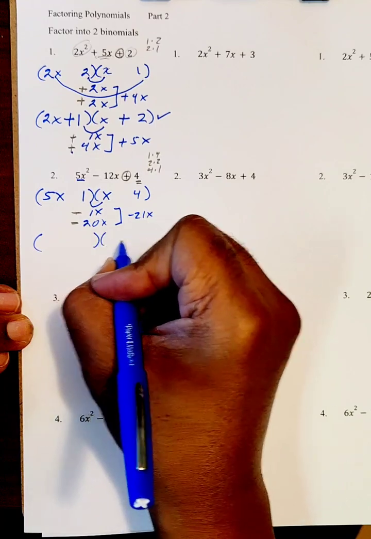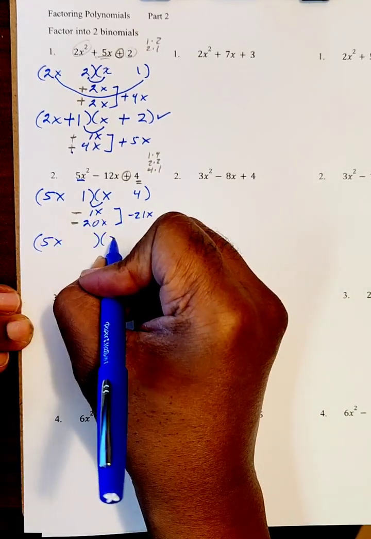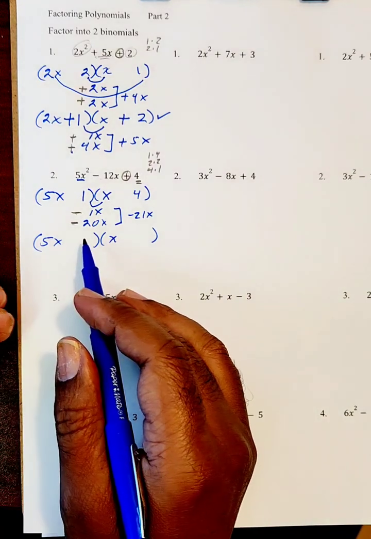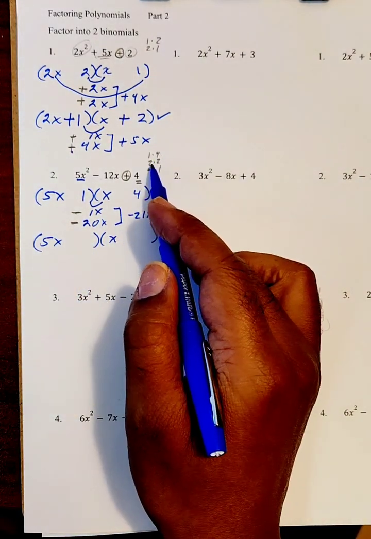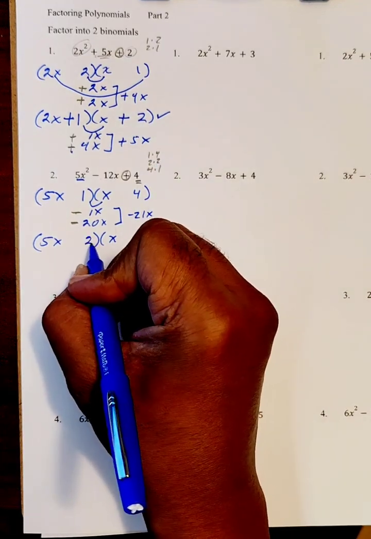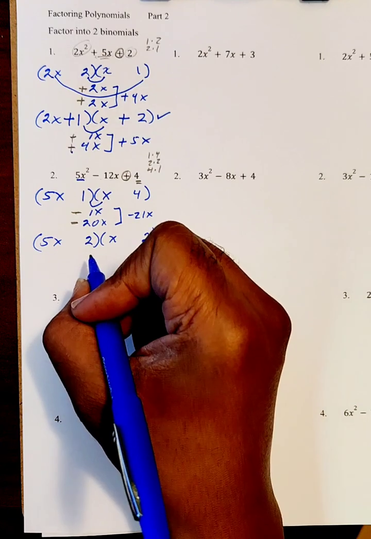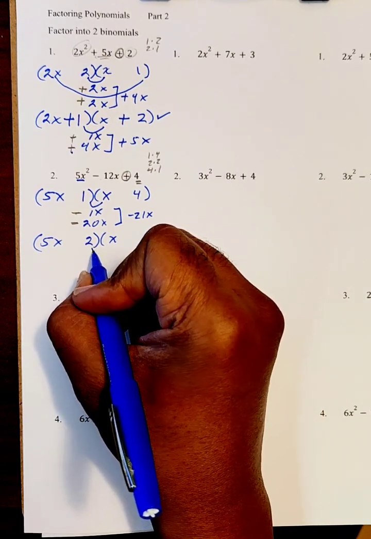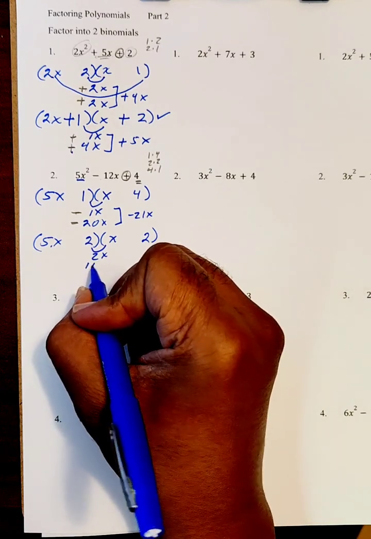So let's start another set of binomials, again with 5x times x. Okay, so we tried the 1 times 4. Let's try the 2 times 2 and see if this works. With the 2 times 2, I'm going to get a 2x here, and 5x times 2 is going to give me a 10x.